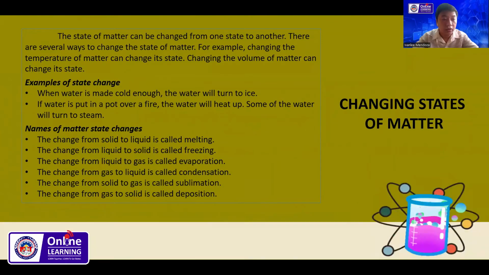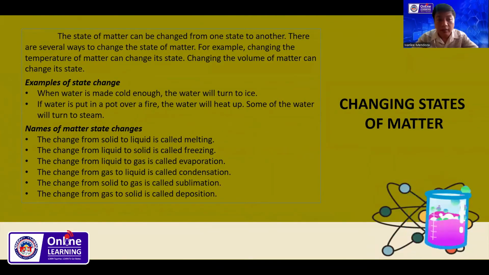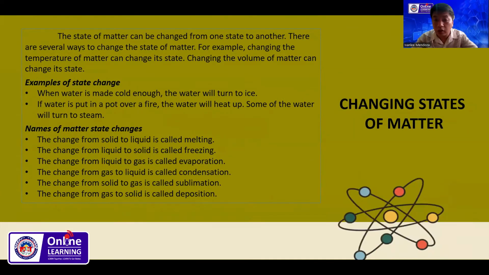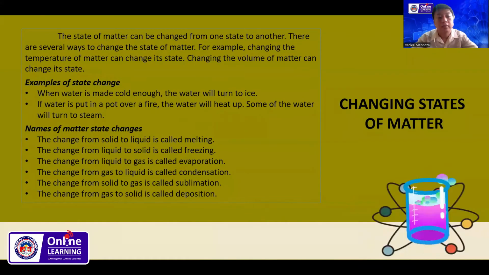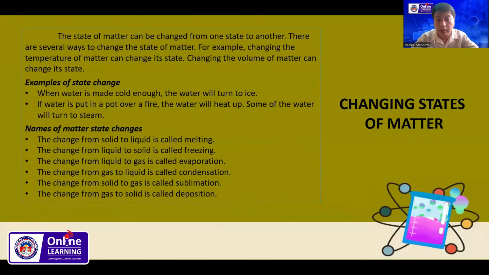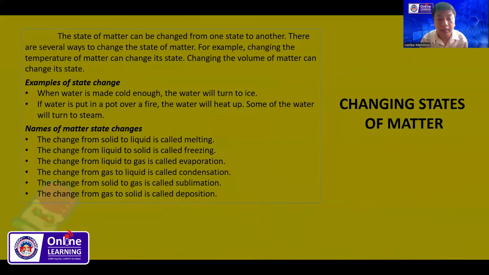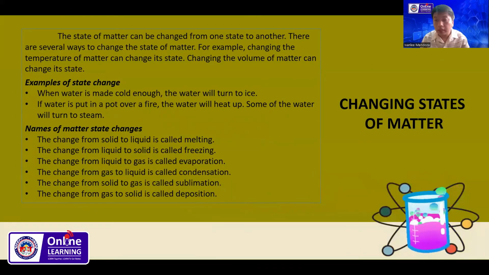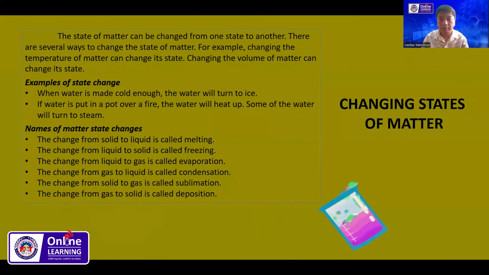Now, we have also the names of matter state changes. The first one, the change from solid to liquid, that is melting. Another is from liquid to solid, that is freezing. Another is from liquid to gas, that is evaporation. Then from gas to liquid, that is condensation. Then from solid to gas, that is sublimation. And from gas to solid, that is called deposition.